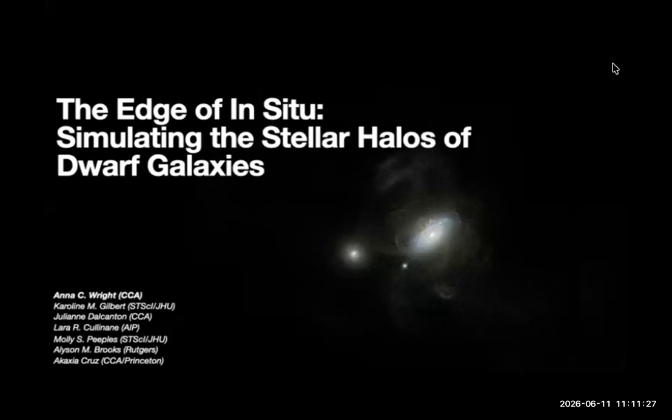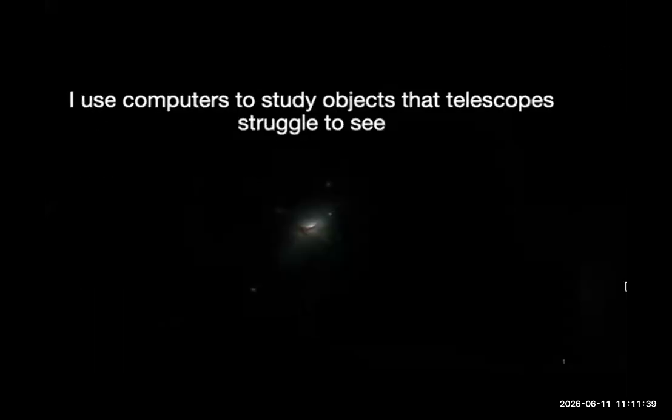Today I'm going to tell you a little bit about one of the projects I'm working on, looking at how the smallest galaxies in our universe form and evolve. But before I get into the details, I wanted to tell you a little bit about my research in general. The one sentence summary of everything that I do is I use cosmological simulations to study objects, specifically galaxies and features of galaxies that telescopes have a difficult time seeing.